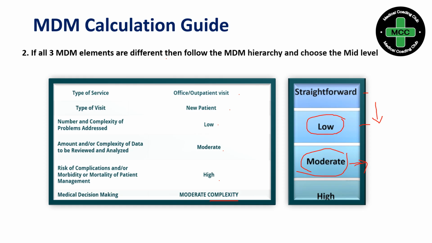So what we will do is see a few examples based on MDM calculation guide 1, and a few examples based on this particular guideline, which is, if all three MDM elements are different, what we have to follow. Let's see a few examples, and for better understanding, you just have to go through what is there in chart A, chart B and chart C. I have added them in the next slides.